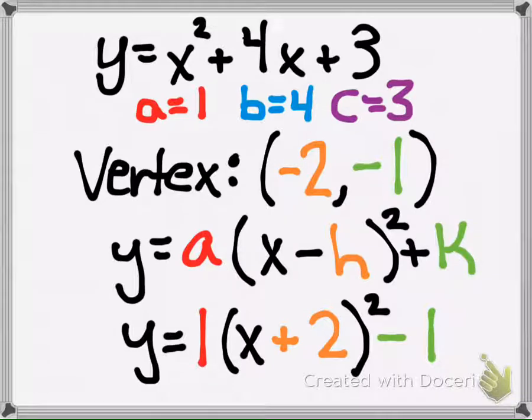replacing my a with a 1, replacing the minus h with a plus 2 because I'm dealing with a negative 2 as the x value of my vertex, squared, minus my y value of my vertex, 1. So I have y equals 1 times (x plus 2) squared minus 1. Whenever we multiply anything by 1, it just equals whatever we're multiplying. So we can erase that to simplify this to y equals (x plus 2) squared minus 1.